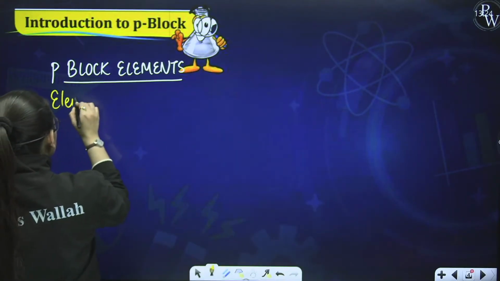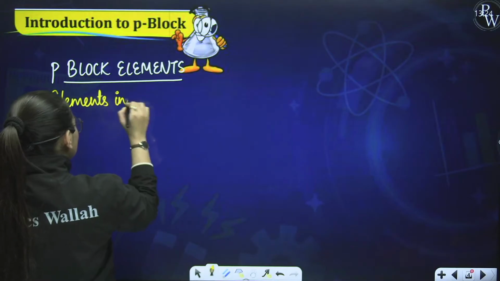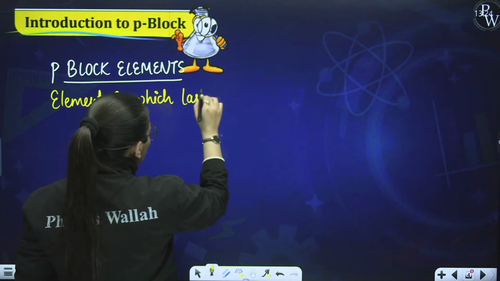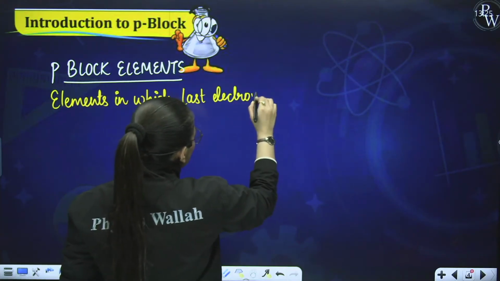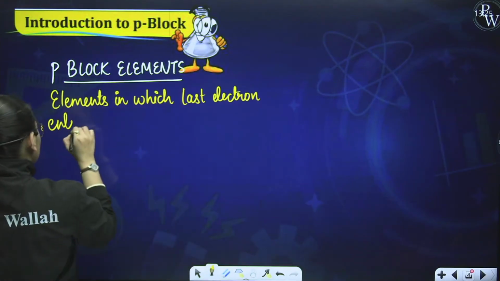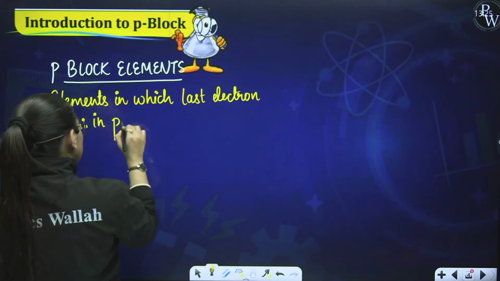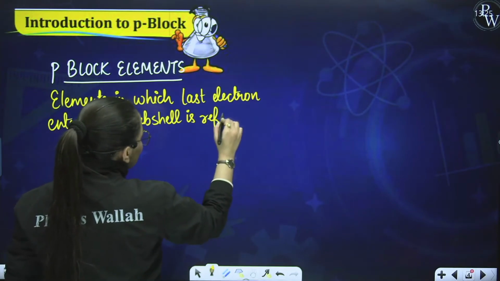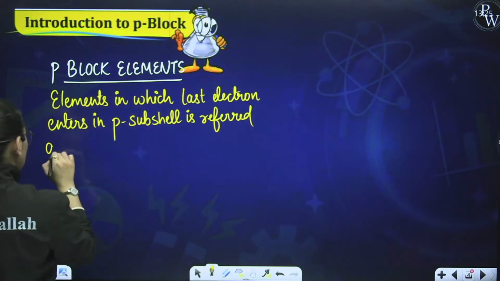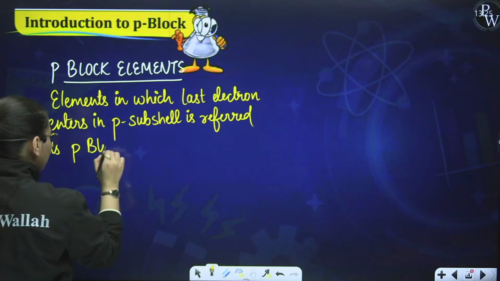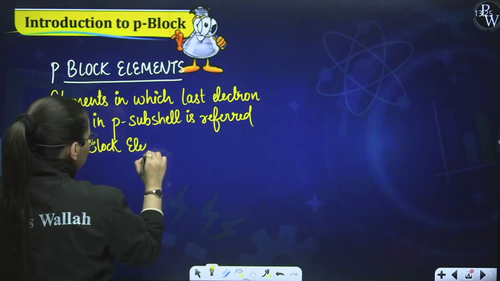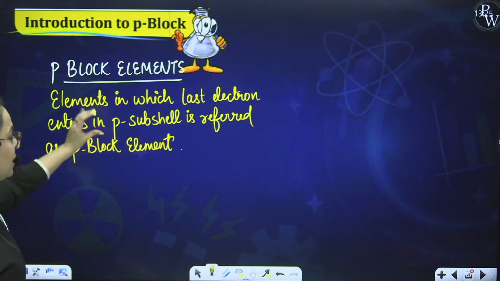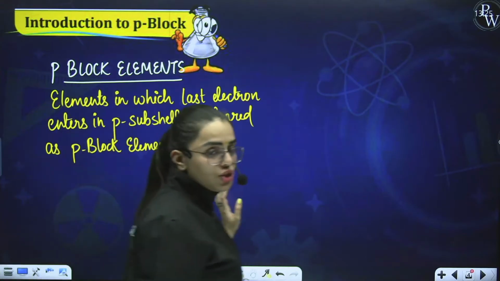Elements in which the last electron enters the p subshell are referred to as p block elements. Let us take certain examples in order to understand the definition. But before moving to the examples, this definition is yet incomplete.